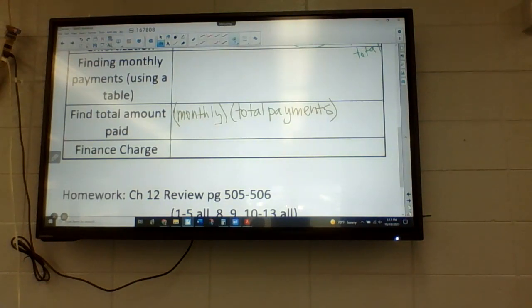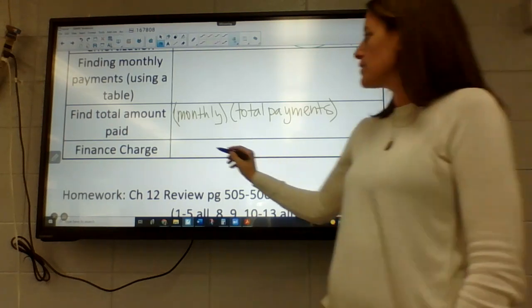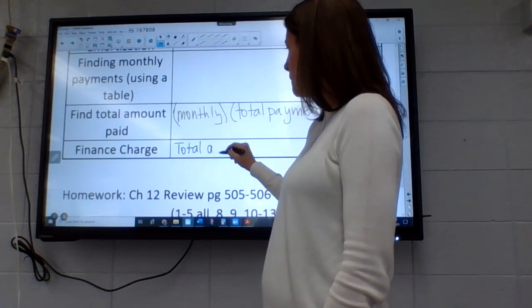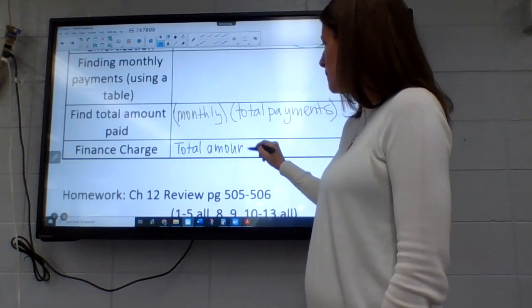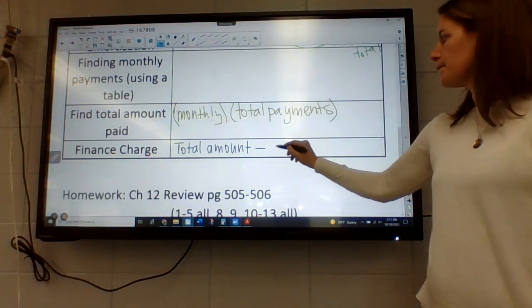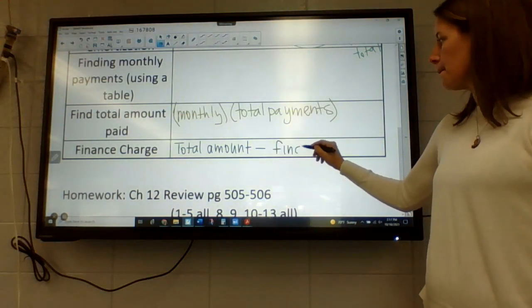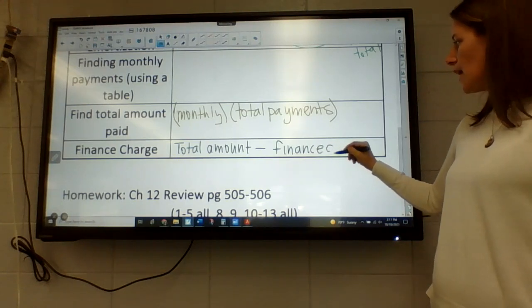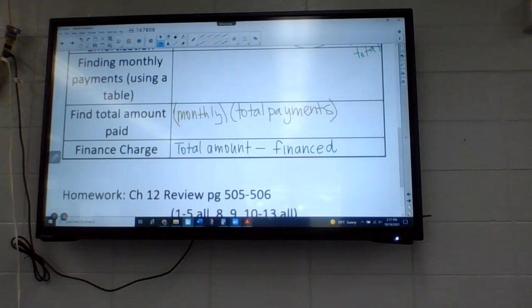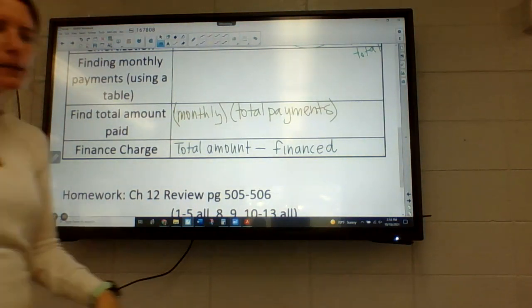So the finance charge, again, that's that extra amount that we're just throwing away to the bank because we had to get a loan. So this is the total amount minus the amount financed. Basically, how much did we actually take out on our loan? And I'll show you that extra money that just goes to the bank.